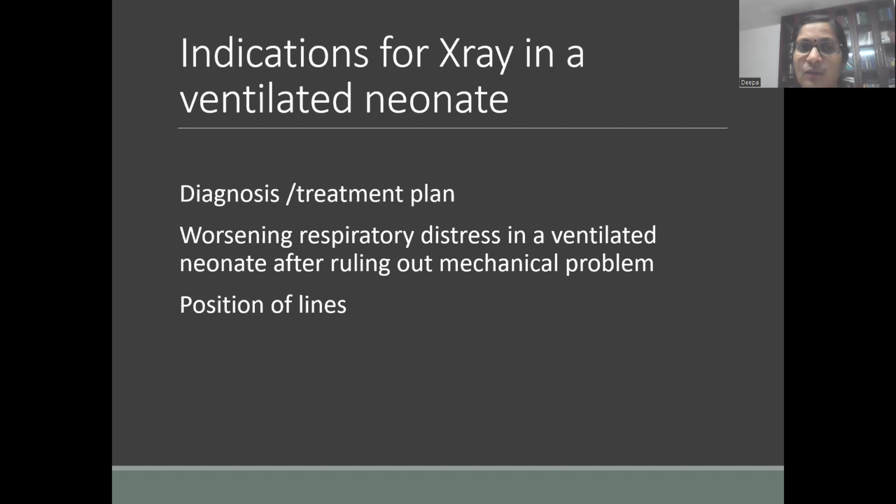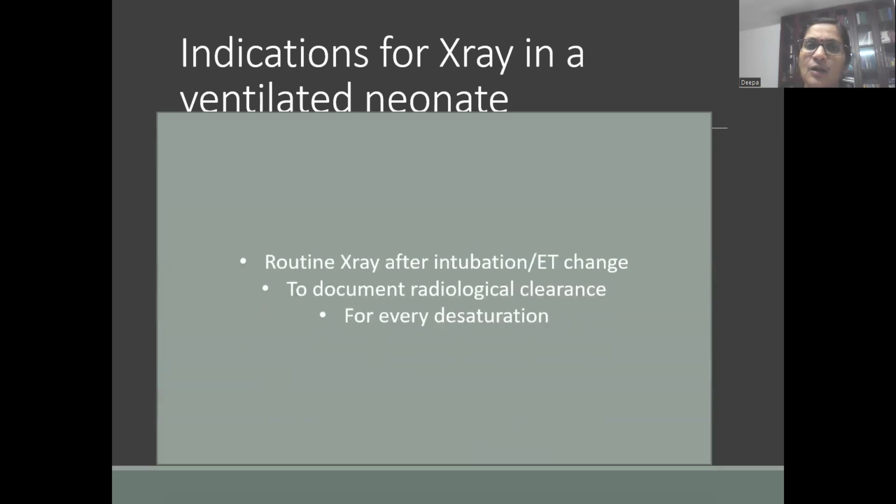And third, but one of the very important indications, would be to confirm the position of tubes and lines in the baby. We are all used to the routine X-ray taking after each intubation, maybe after each ET change, for every desaturation in an otherwise stable baby, or sometimes to document radiological clearance before we plan extubation. So these so-called routine indications for X-rays are to be discouraged in NICUs.